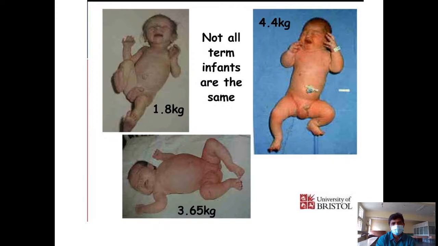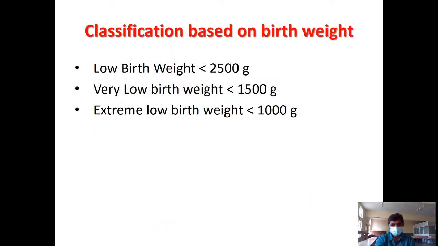So you might end up having a term child with low birth weight, a term child who is large for gestational age, and a term child who is appropriate for gestational age. And this is one more way of classifying the baby.